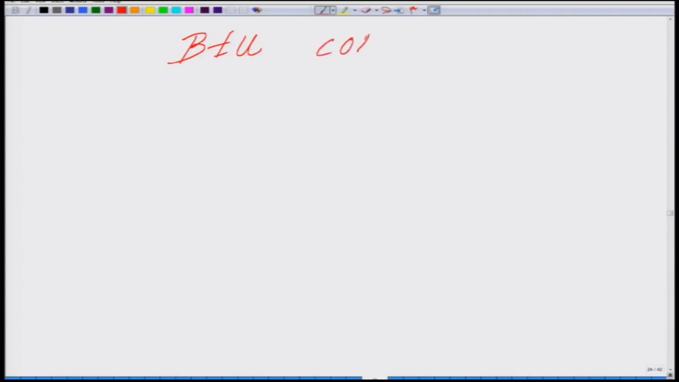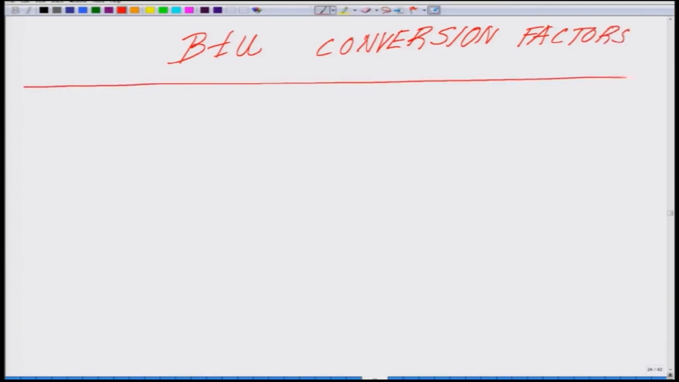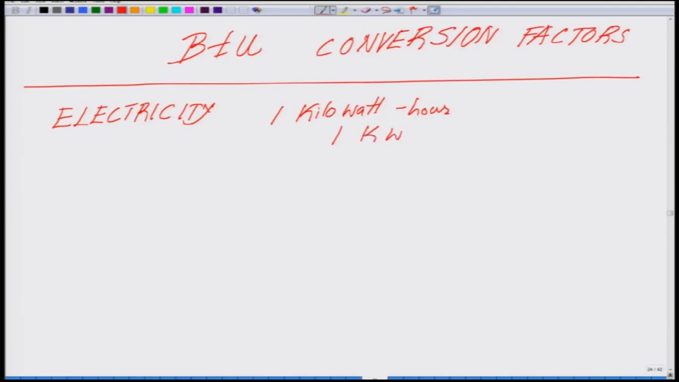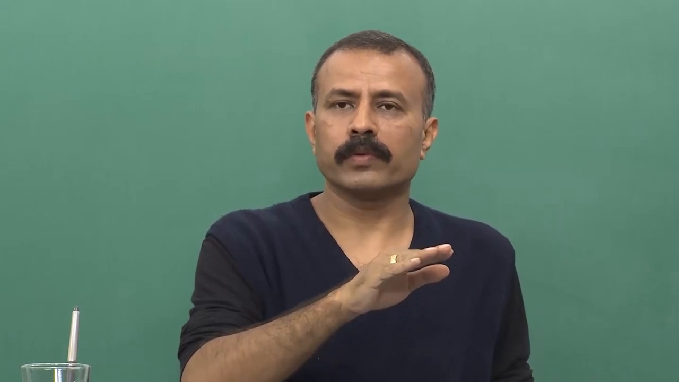BTU conversion factors. Now, BTU conversion factors, say for example, we talk about electricity. Generally, electricity is expressed in terms of watt. Okay? So, in terms of electricity, 1 kilowatt hour or 1 kWh is equal to 3412 BTU. So, you see, this is the first instance where we are showing how you can convert the amount of kilowatt hour in terms of British thermal unit. So, these conversions are very, very essential and it will come very handy.